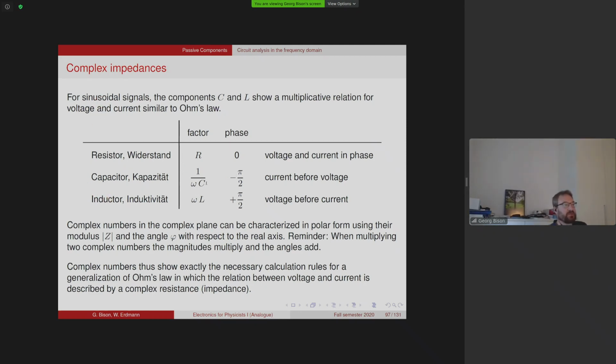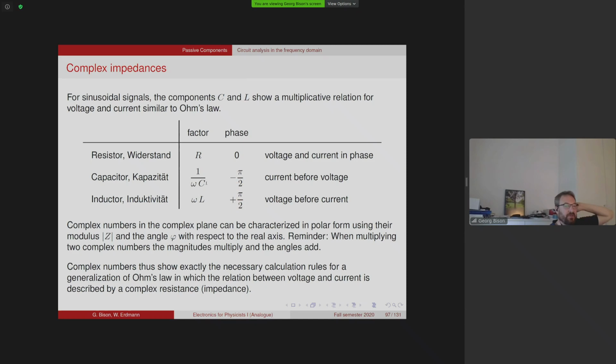So for sinusoidal signals, capacitors and inductors show the same multiplicative relation as in Ohm's law. And so for a resistor, you simply multiply with R. For a capacitor, you multiply with 1 over omega C. For an inductor, you multiply with omega L. So this gives the amplitude. And then there's a phase factor. For the normal resistor, it's 0. For a capacitor, it's minus pi half. For the inductor, it's plus pi half.